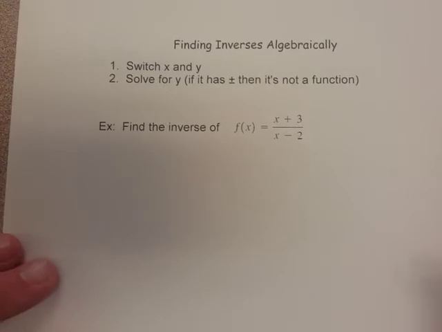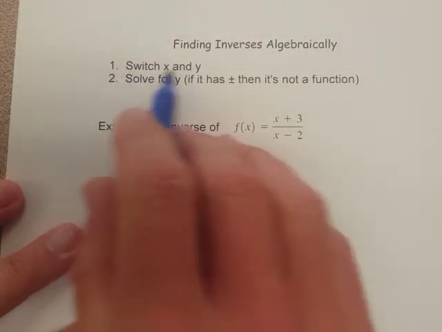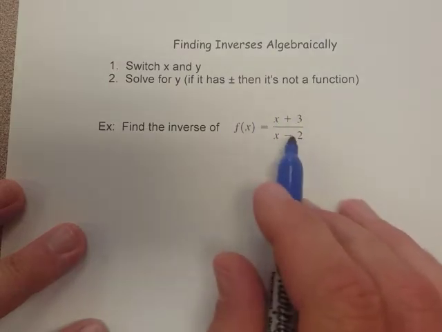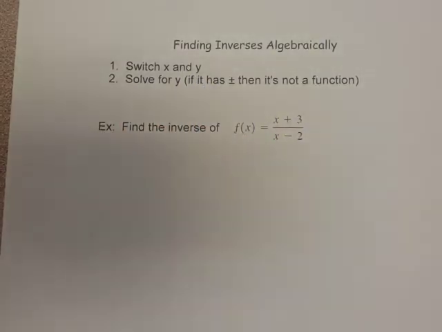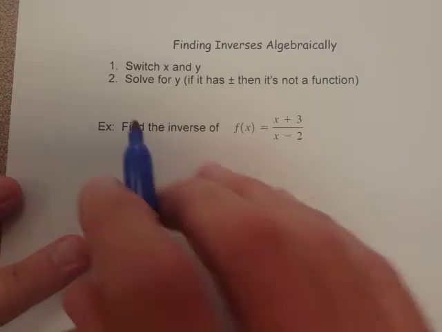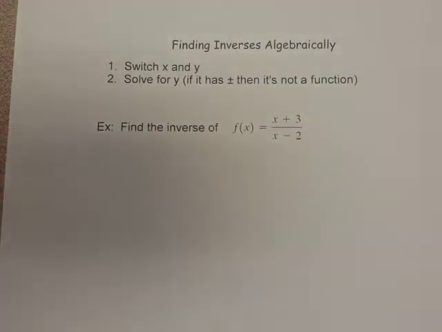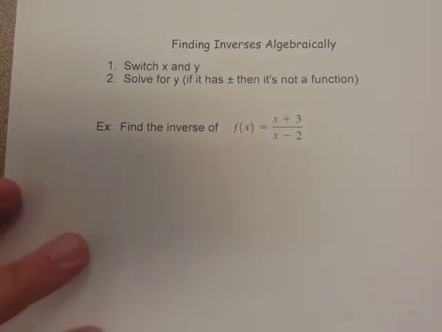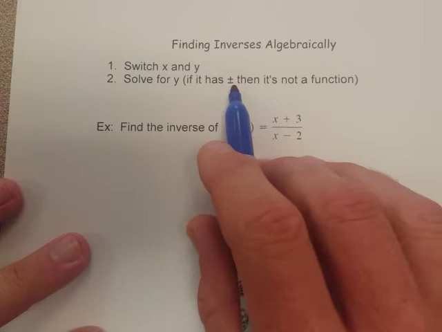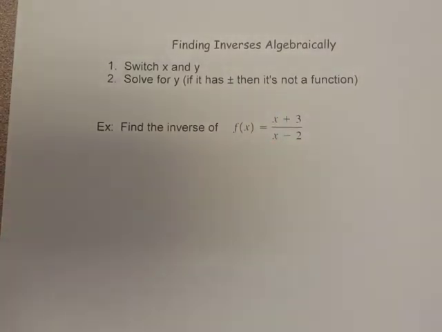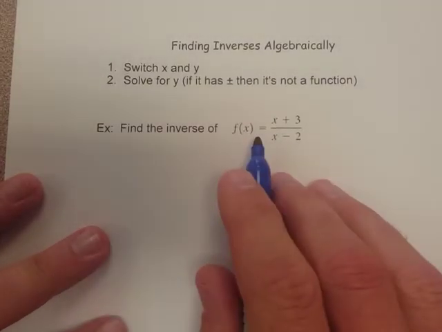If you can do this one, then you can probably do just about any one in the assignment that you'll see. So first of all, to do this, we have two steps. Number one is going to be take this original function and switch x and y. That's the definition of an inverse. Second step, last step, is going to be solve for y. That's going to be the tricky part here. And we know that if it has a plus minus in the end, then it's not a function. So we would have to be a little bit careful about how we deal with it if the inverse is not a function.